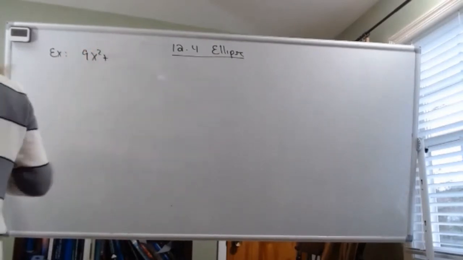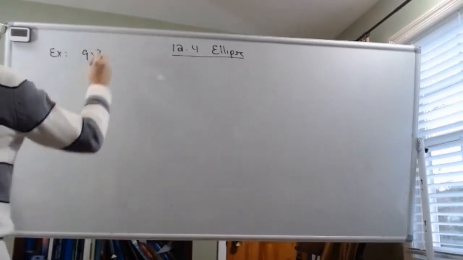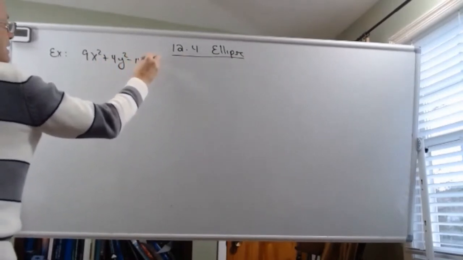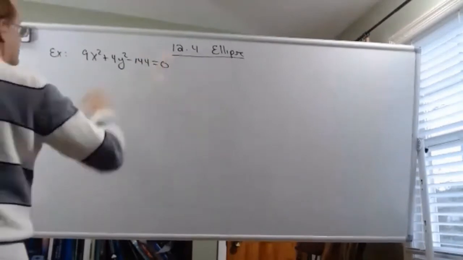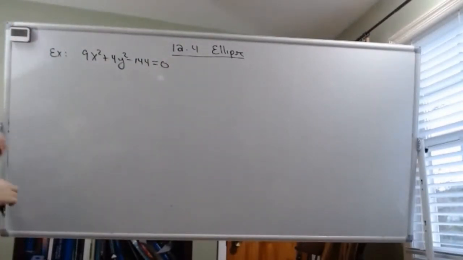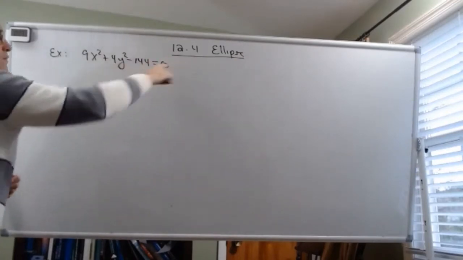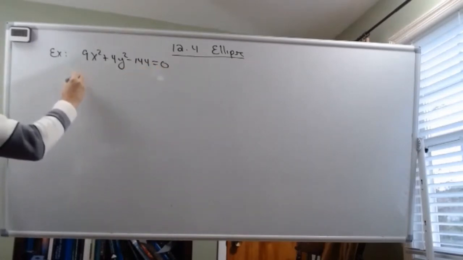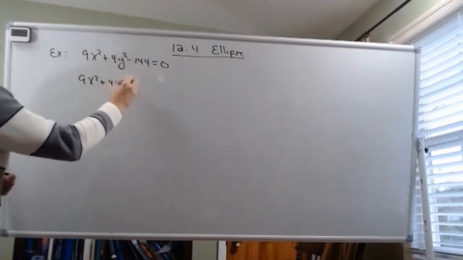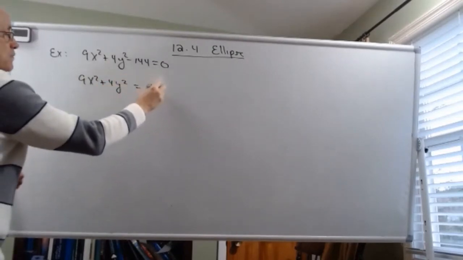9x squared plus 4y squared minus 144 equal to 0. Okay, so now they gave us something a little bit different over here. So what we'd like to do is put this in standard form. So first thing I'm going to do is let's move the 144 over. So I take my 9x squared plus 4y squared is equal to 144.